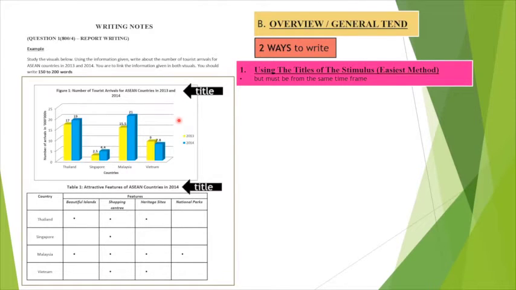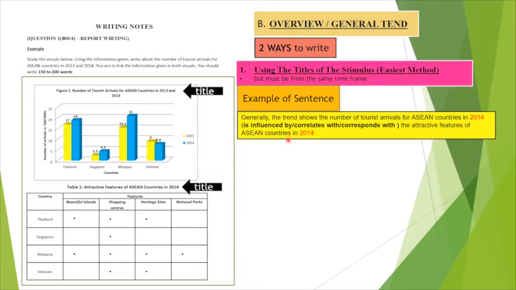This is the title. Example of sentence. When you want to write your overview, you can combine the titles, but make sure you combine them with the same time frame. If you look at the first stimulus, the time frame here is 2013 and 14. Whereas in the second stimulus, the time frame is only 2014. So you do not have to talk about 2013. You can ignore 2013 and just use 2014. Here's the example.